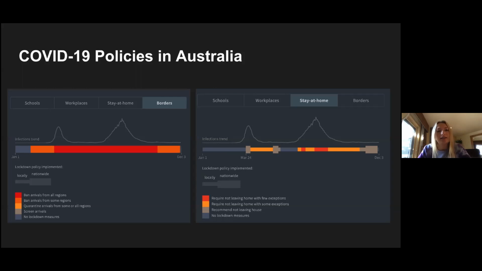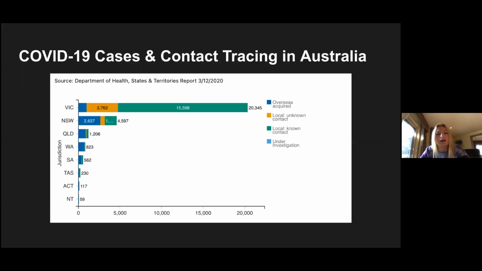And as you can see here, the first graph shows a timeline of border closures with the number of cases. And then the second graph shows the stay-at-home order regulations in line with the cases. So here we can see the number of cases by state in Australia. So Victoria clearly had the most cases given that they were the epicenter of the second wave.